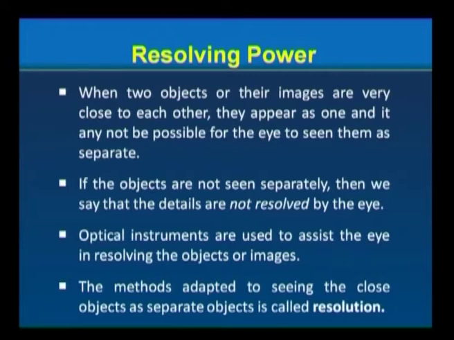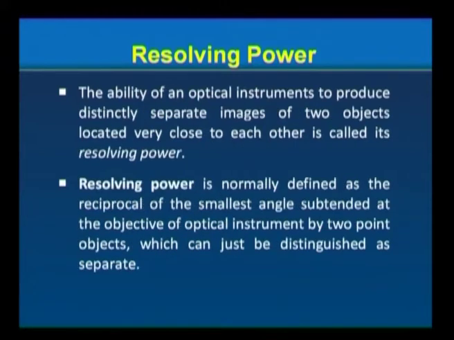The method adopted for seeing close objects as separate objects is called resolution. The ability of an optical instrument to produce distinctly separate images of 2 objects located very close to each other is called the resolving power. The ability to resolve.